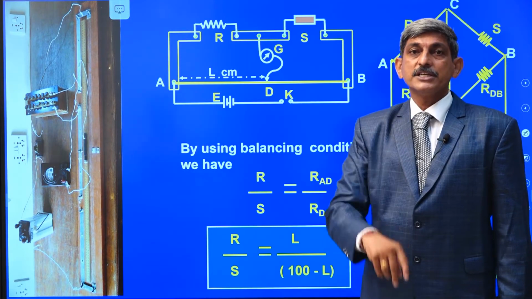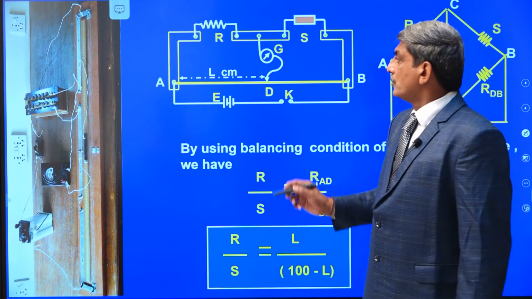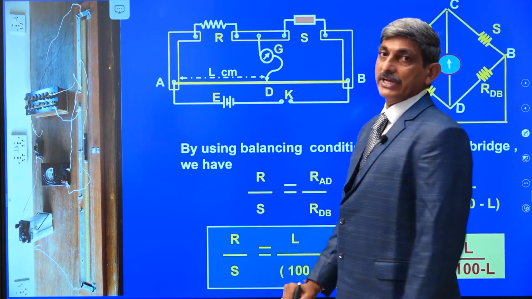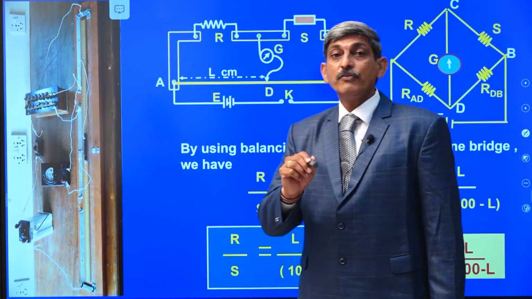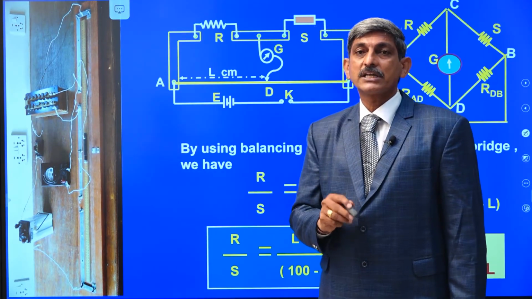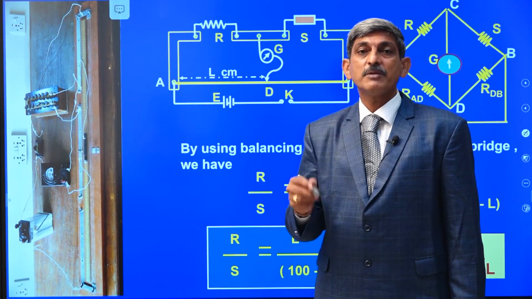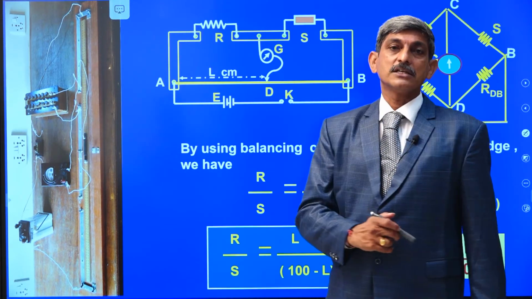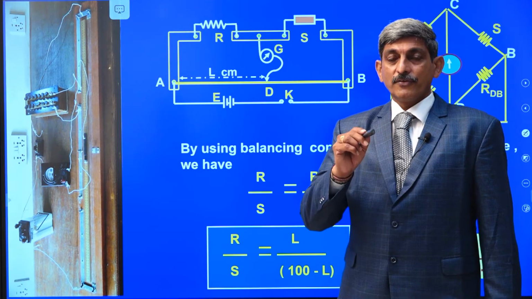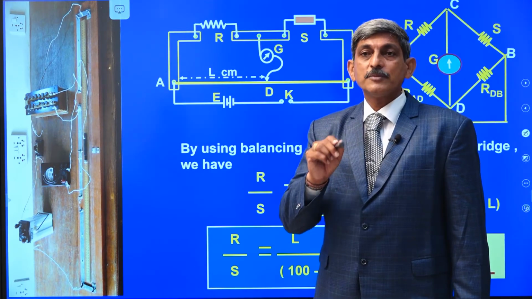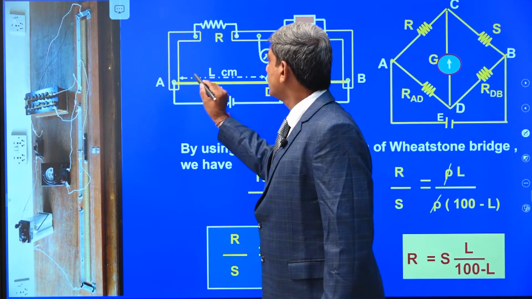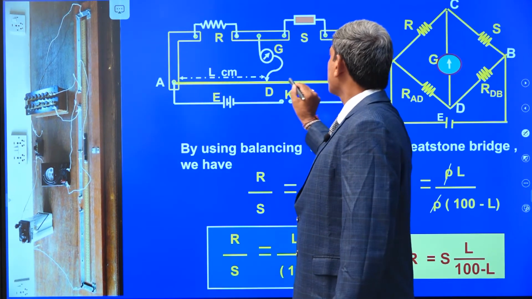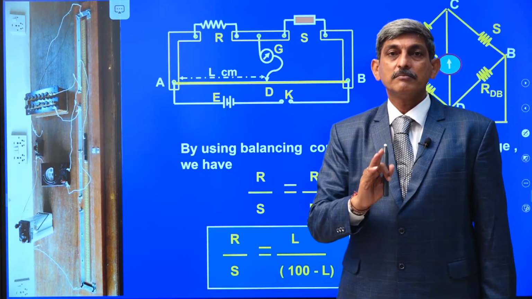The second precaution is we should not drag the jockey on the meter bridge wire. If we drag the jockey on the meter bridge wire, the area of the cross section may be changed, which leads to errors in the calculations. That's why when you are observing the balancing point, always touch the jockey at different points, but should not drag the jockey on the meter bridge wire.